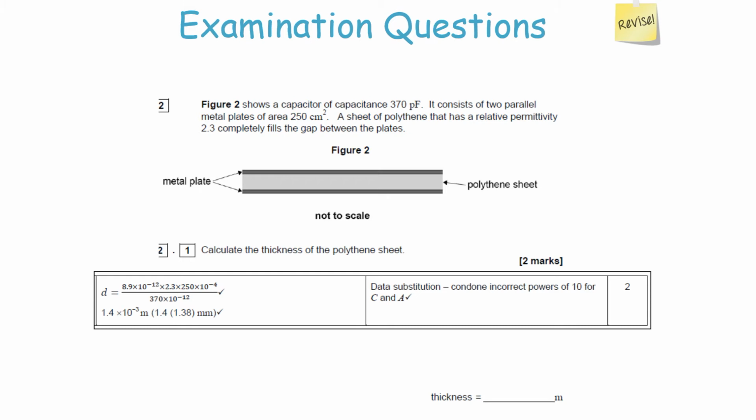What's the most important thing you've got to do once you've worked out an answer for a question in A-level physics? Well, you've got to check to see if the value looks sensible. So it's 1.4 millimetres. That looks about right. That looks something sensible, so it probably is going to be right.